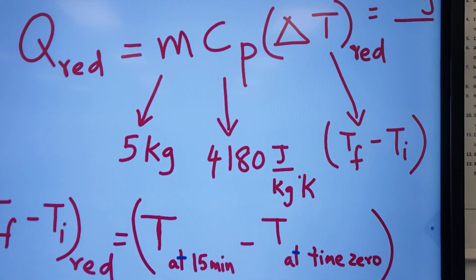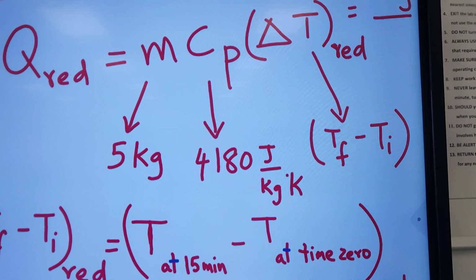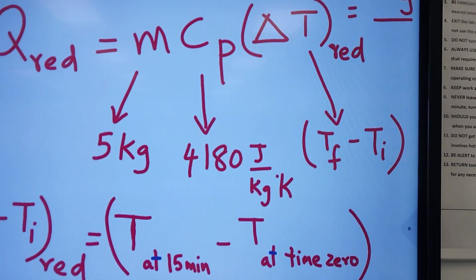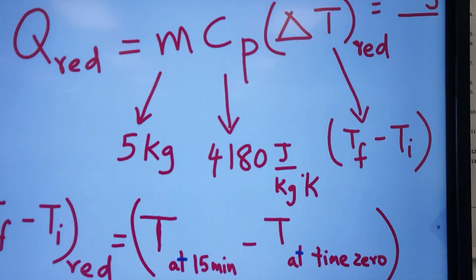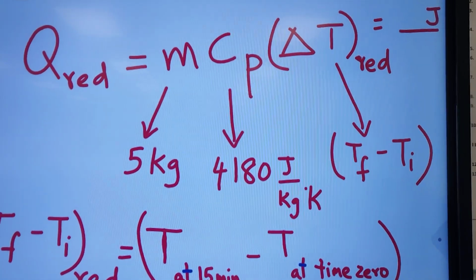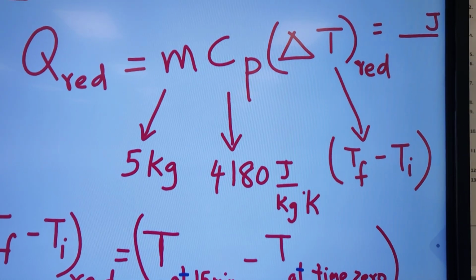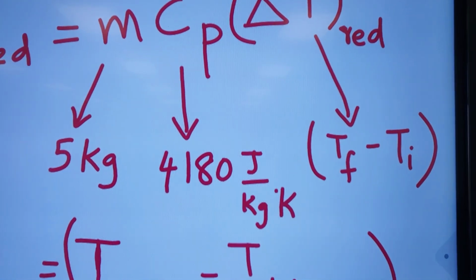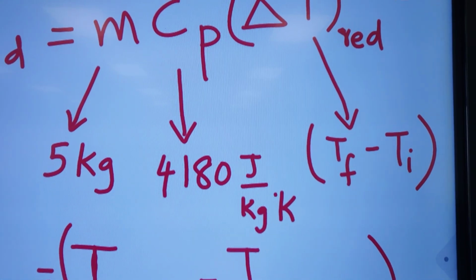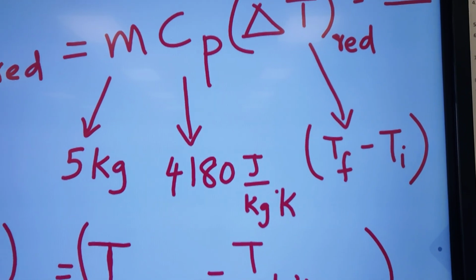Now we are not focusing on the green bucket, so you all also have those temperatures with you, but for this particular exercise we are not going to use the numbers or the temperature values from the green bucket. So delta T is the change in temperature of water in the red bucket, T final minus T initial.